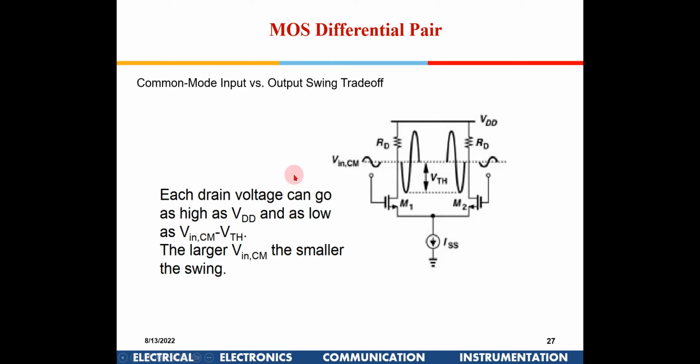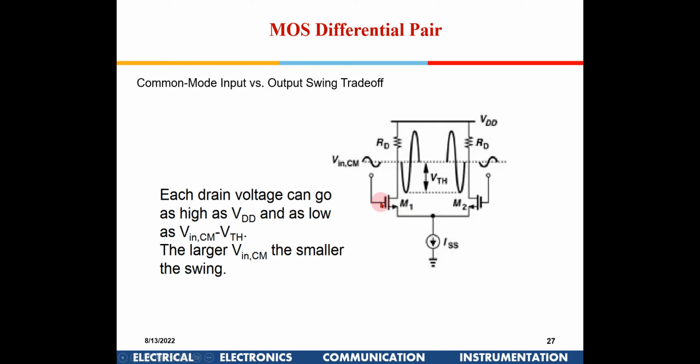Now this is the common mode input versus signal swing trade-off. If I keep the common mode signal very high, what happens? For each drain voltage, for this transistor to remain in saturation, you have to cater for VGS minus VT, otherwise it will come out of saturation. So if you increase the common mode voltage, the overall swing which is available to you will decrease. Is it understood? So it is better to keep the common mode voltage low.